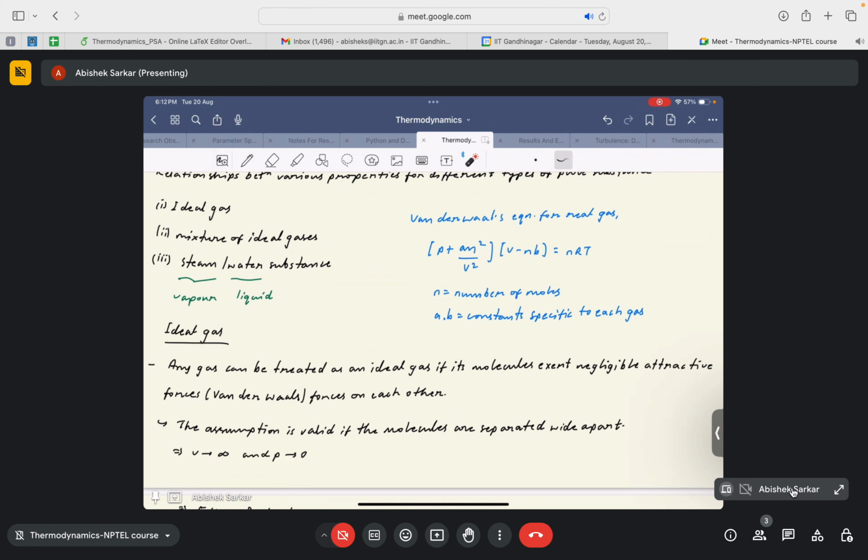So in that case, this factor, a n square by V square, would be almost equal to zero. And since V is very large, V is much, much larger than this product nb. This a and b are constants specific to each gas. So since this term is equal to zero and this term is almost zero compared to V, we will have PV is equal to nRT, which is the ideal gas equation, right?